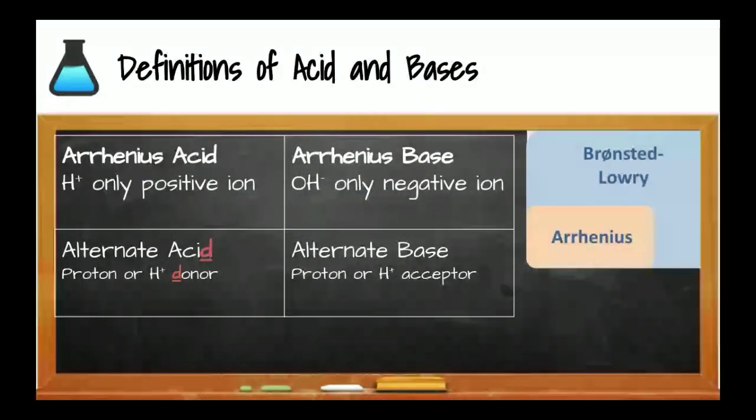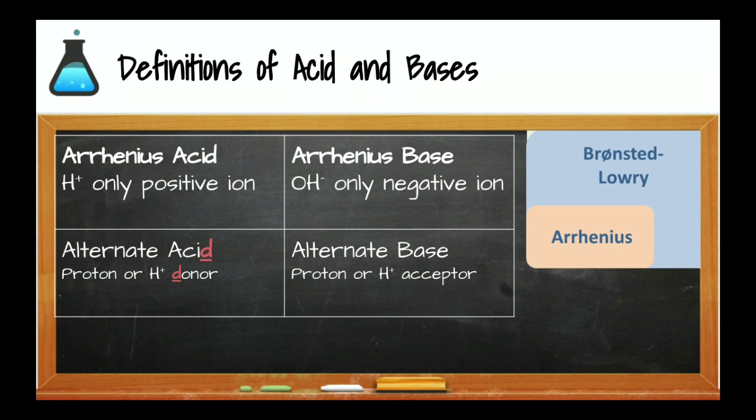An alternate acid is a substance that donates its hydrogen. So it has more hydrogen than it needs and it donates it. You can remember this because the word acid has a D in it. So the acid is the donor for the hydrogen. And bases are the acceptor for the hydrogen. Again, acid with a D donates. Except base and acid both have an A, so there's no good way to remember that. But again, acid, D, donate.